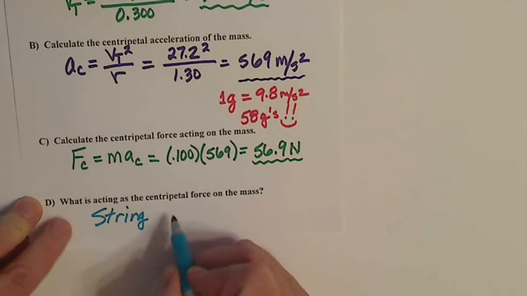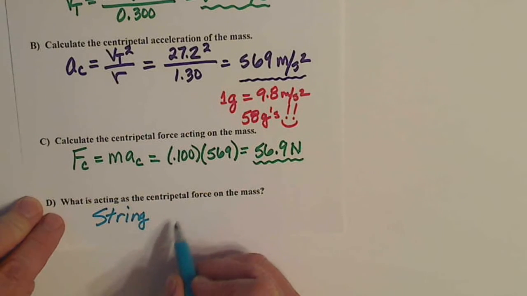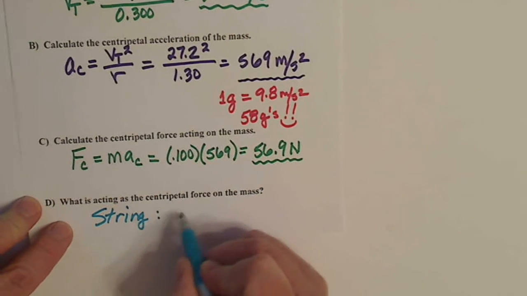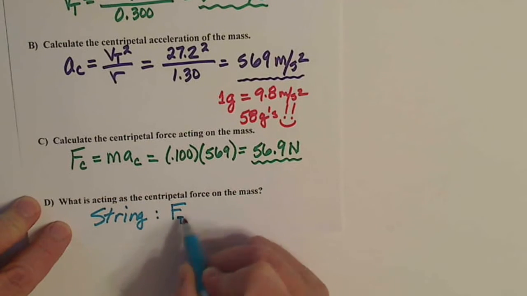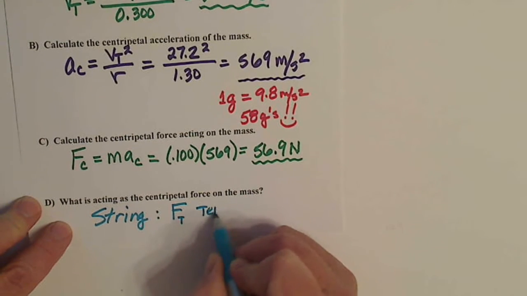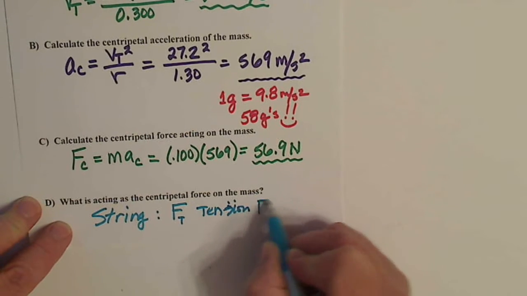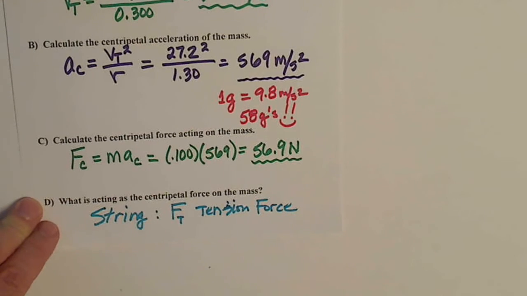As we learned some time back, anytime you got a force that goes through a string, a rope, a chain, or a cable, that's called a tension force. So I'll put force, the little T for tension force, and we'll write down tension. Okay, it's a tension force.